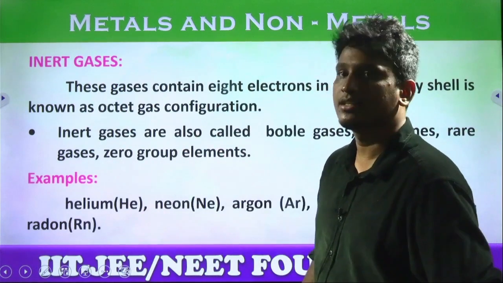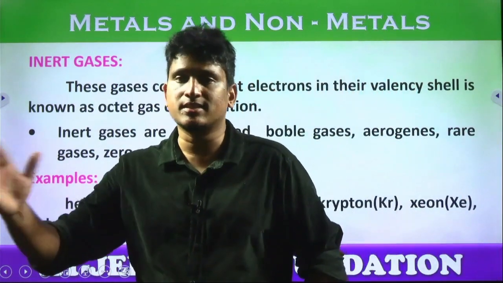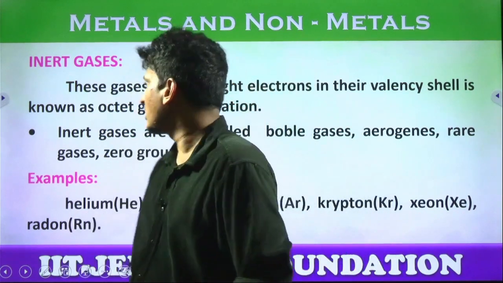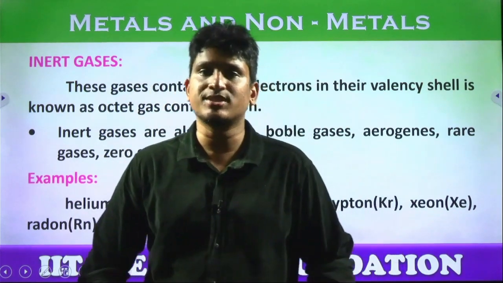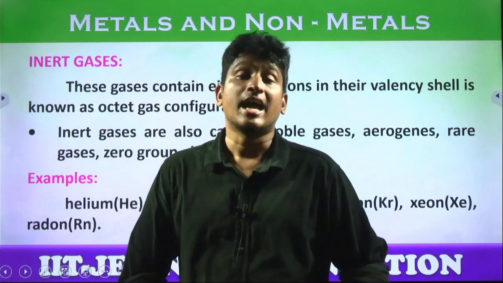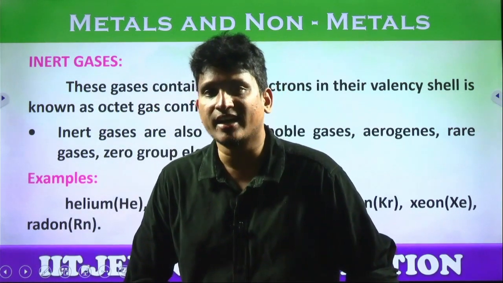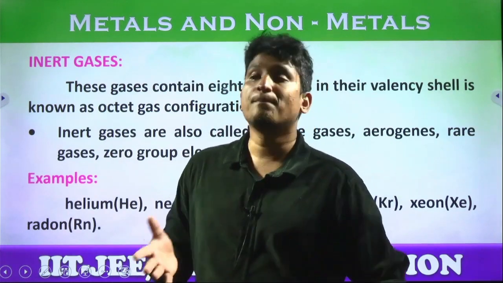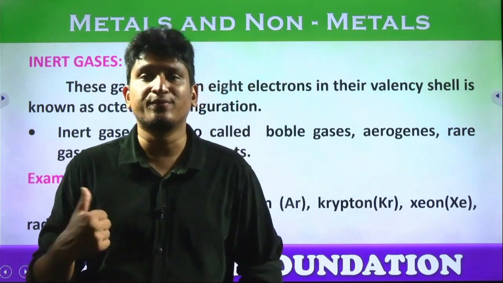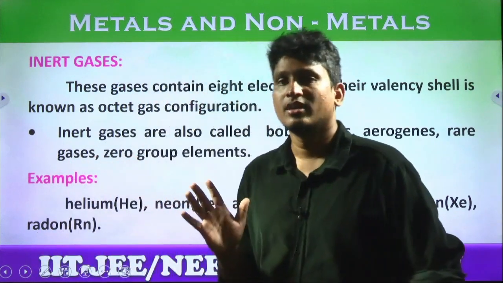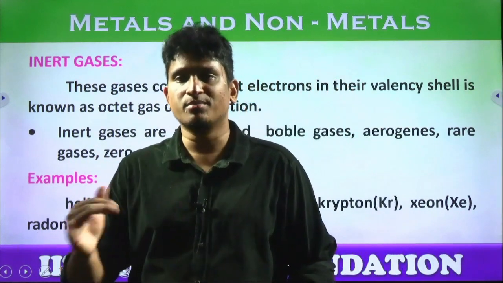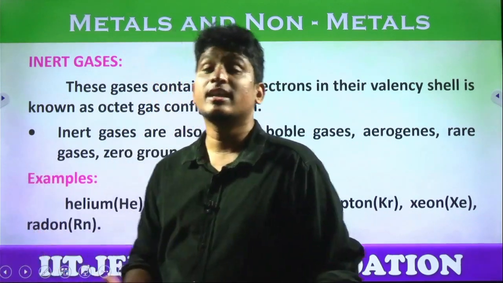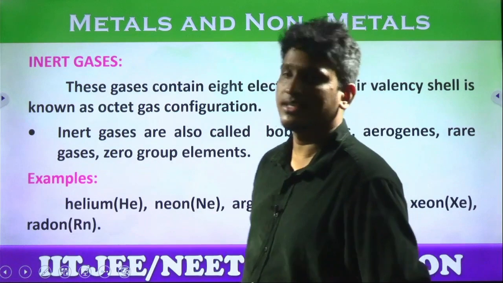Lastly, inert gases. Students, like I said, inert gases are the last group elements in the periodic table, the 18th group elements. They are called inert gases or noble gases. What is their speciality? They are all gases and they are chemically unreactive. Why are they chemically unreactive, students? Because they have completely filled electronic configurations. Helium 1s2, neon 2s2 2p6, argon 3s2 3p6, krypton 4s2 4p6, completely filled or not? They are chemically unreactive. That's why they are called inert gases.